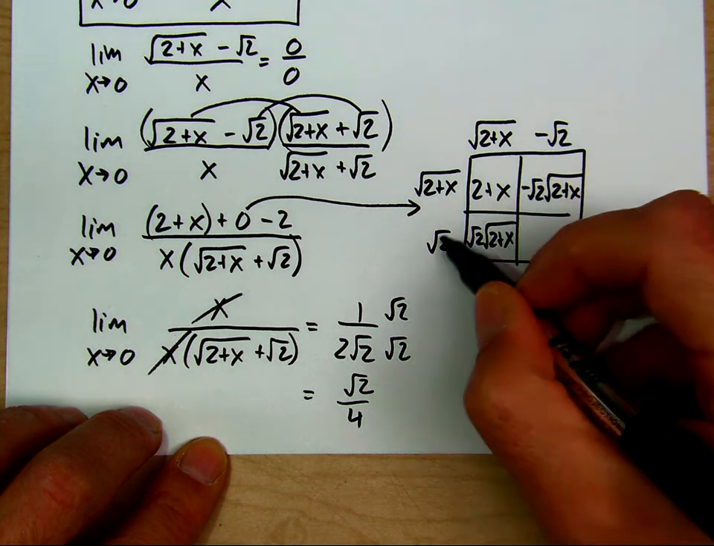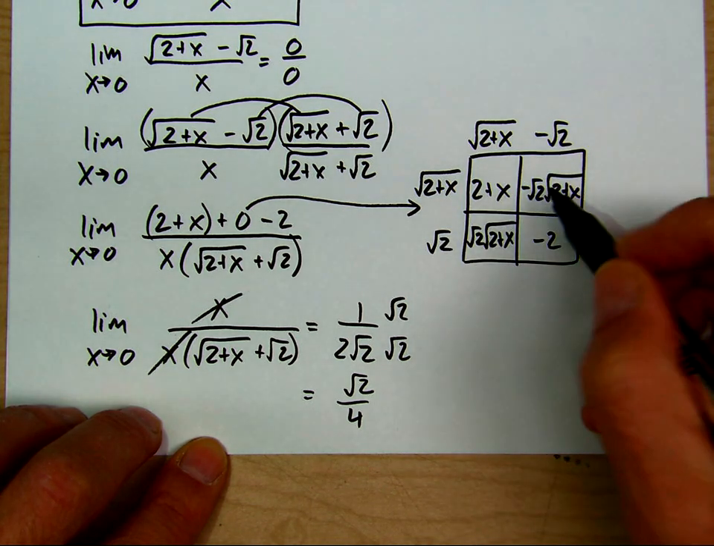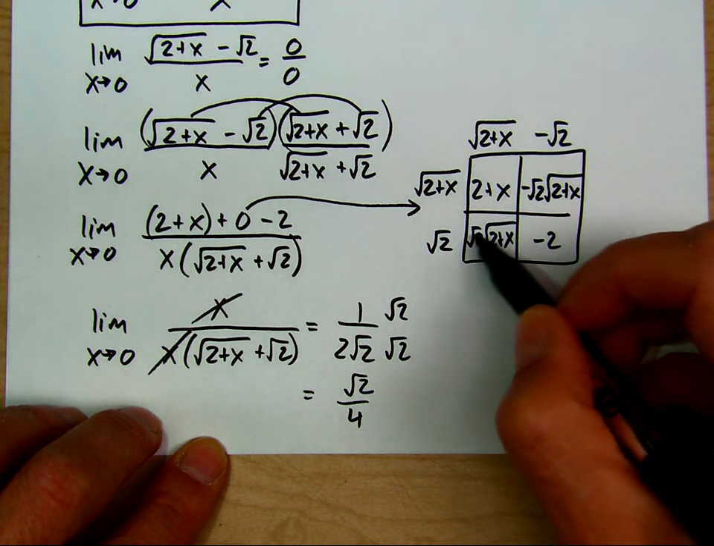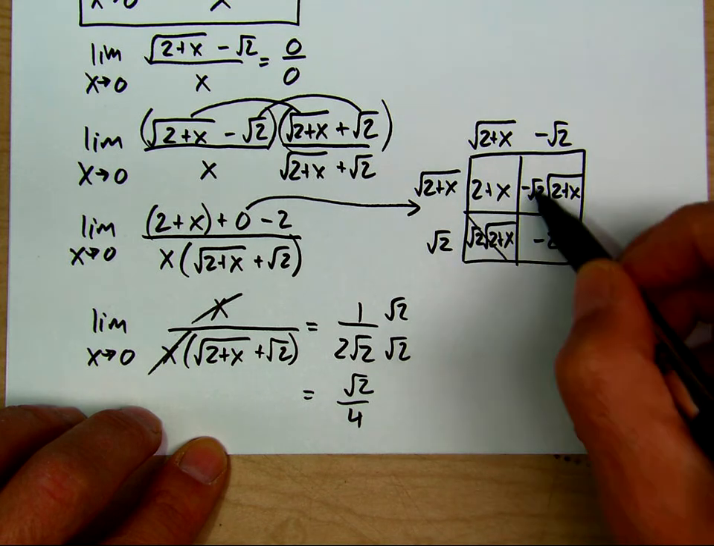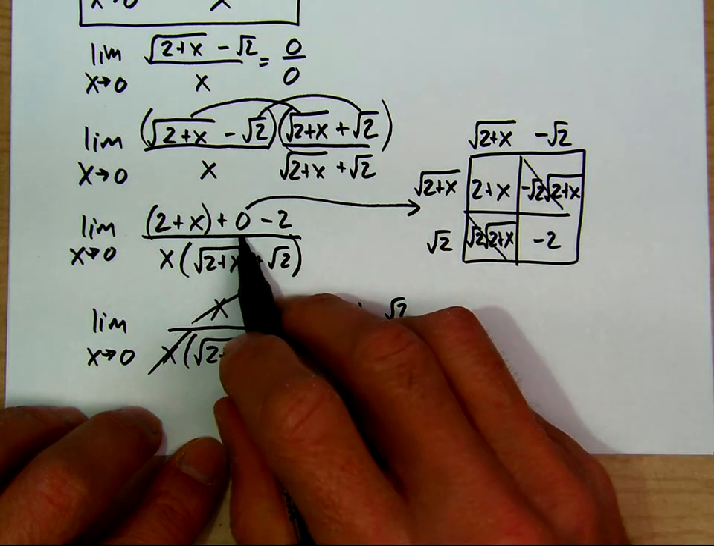And then these multiply to get negative 2. Here we have the positive of this and the negative of that. So they add to get 0, and that's where that 0 came from.